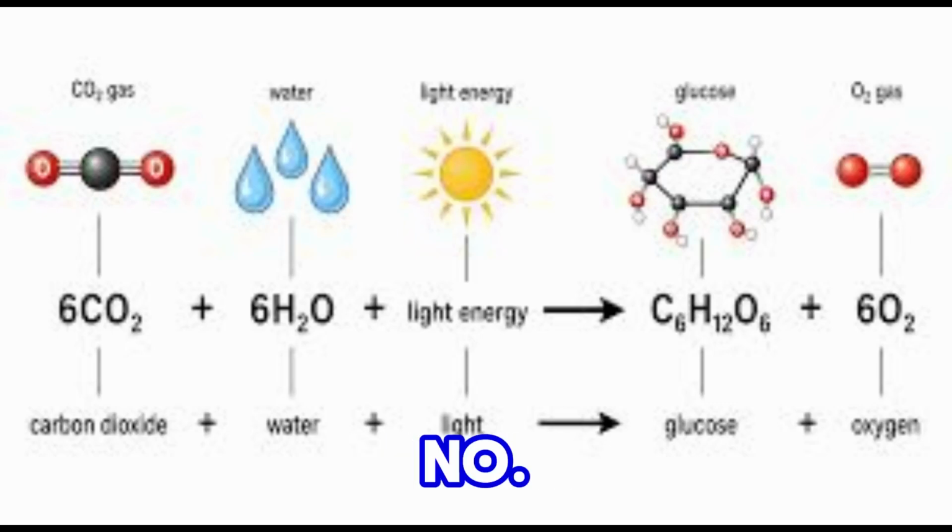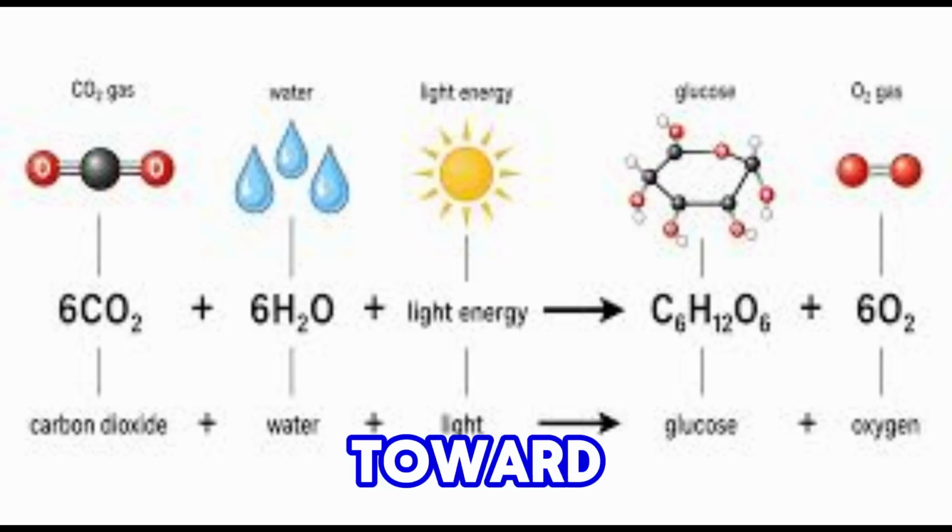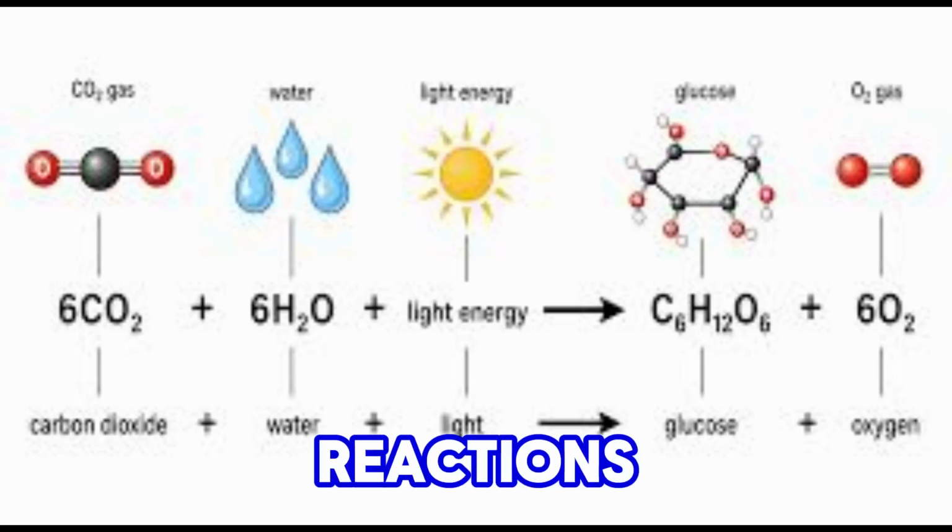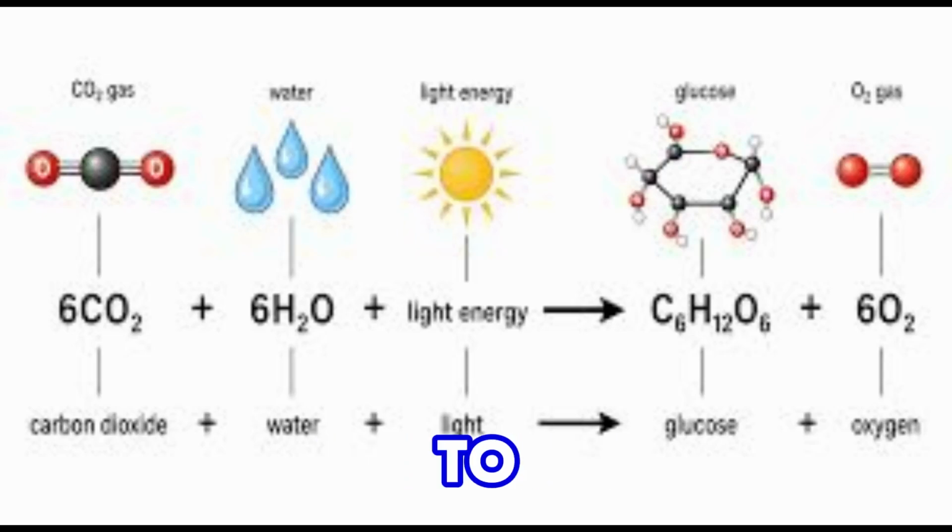Raw material number 2, water. Water is absorbed by the roots. It travels through the xylem toward the leaves. Water supplies electrons during the light reactions and contributes hydrogen ions to the photosynthetic process. Input number 3, light energy. Light comes from the sun.